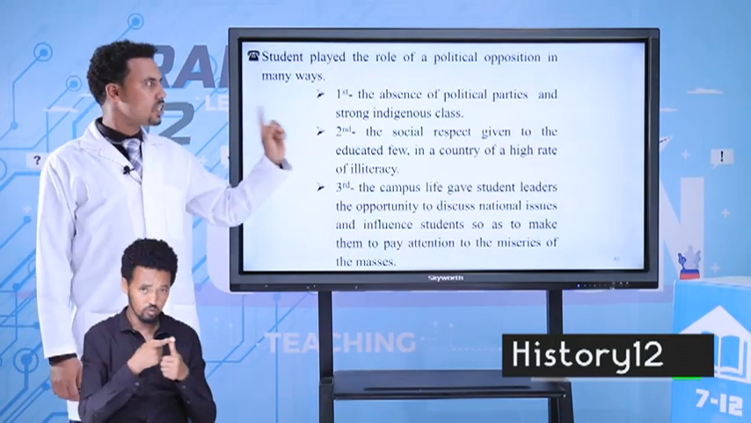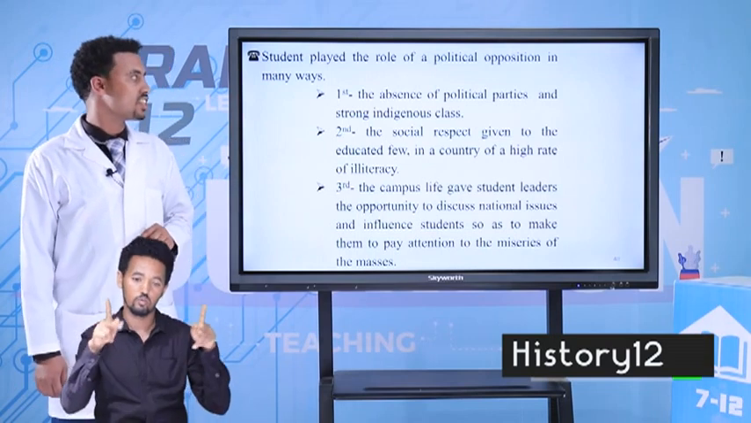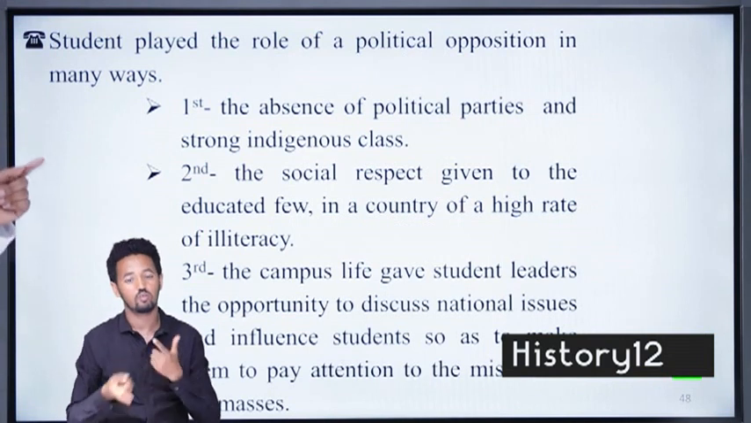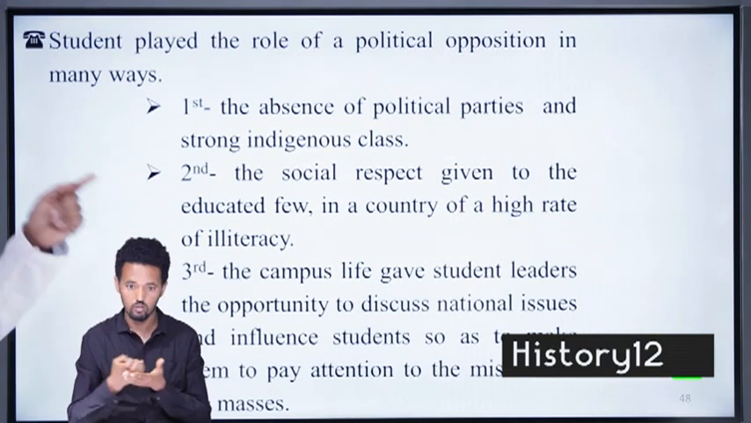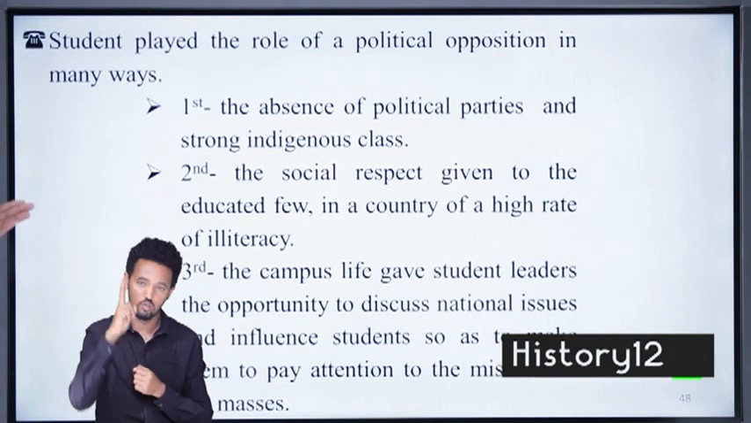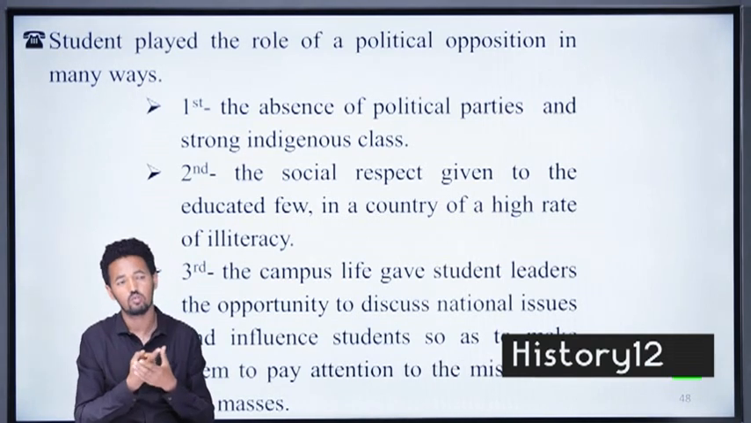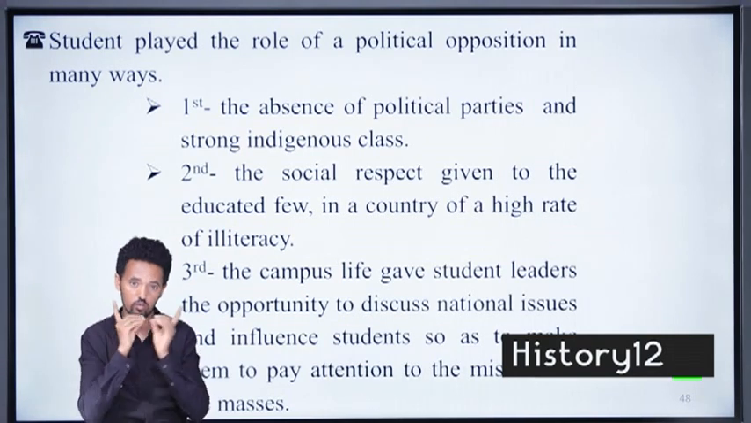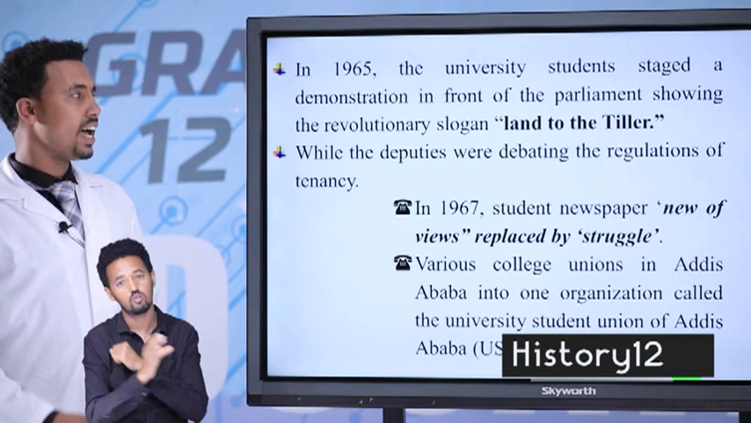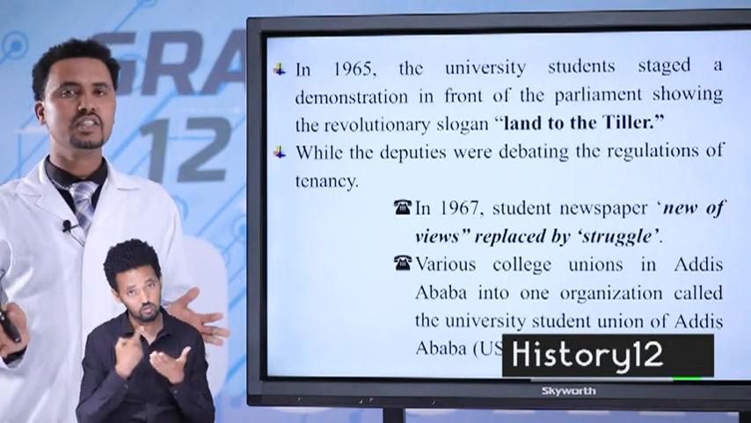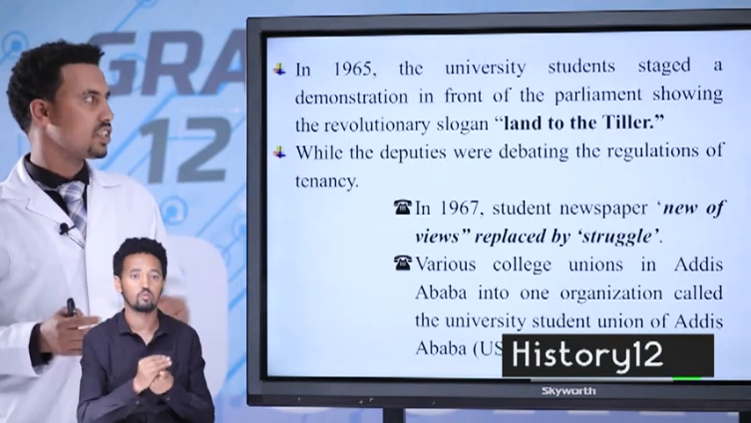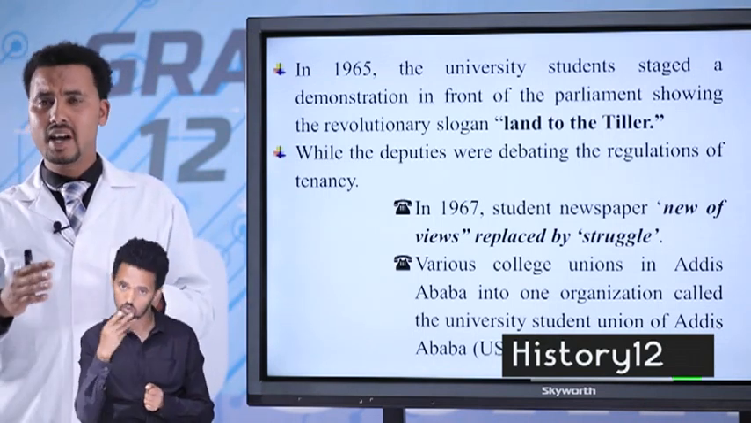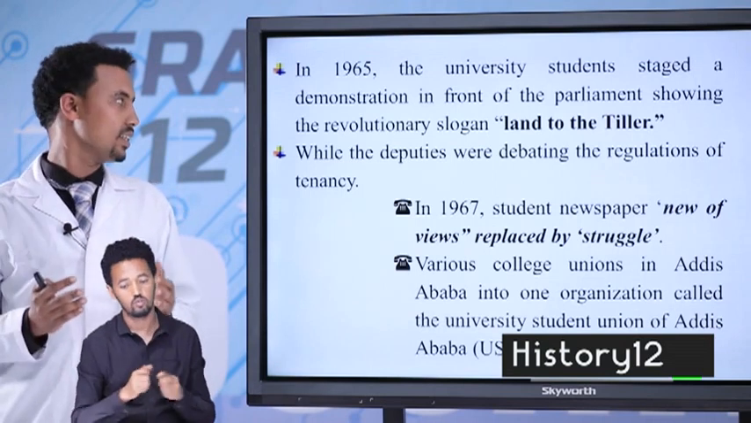First one, the absence of political parties and a strong indigenous class in the country. Second one, the social respect given to the educated few in a country with a high rate of illiteracy. The third one, campus life gave the student leaders the opportunity to discuss the national issues of the country. In 1965, the university students staged a demonstration in front of the parliament by showing their own slogan. The slogan was "Land to the Tiller."